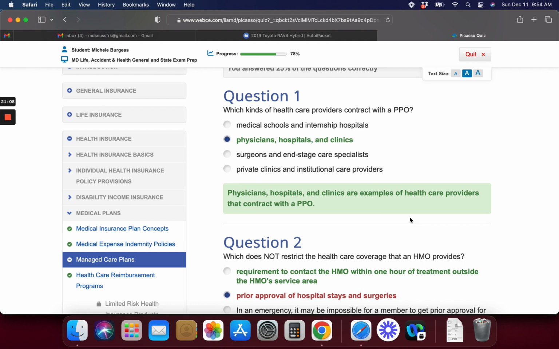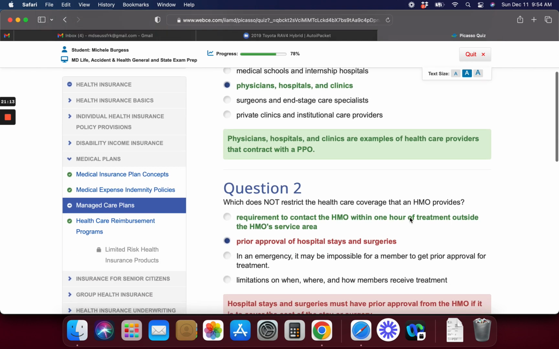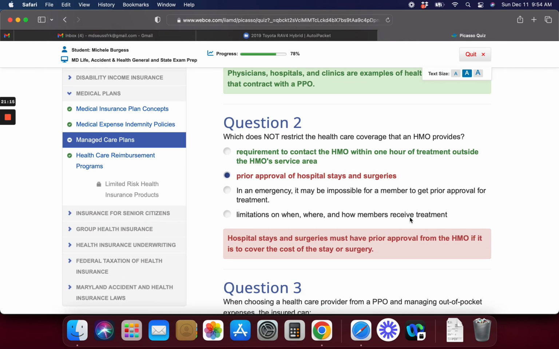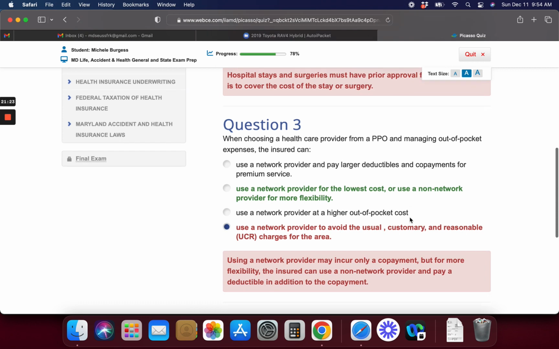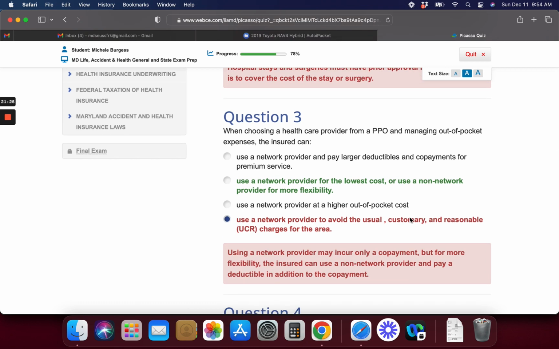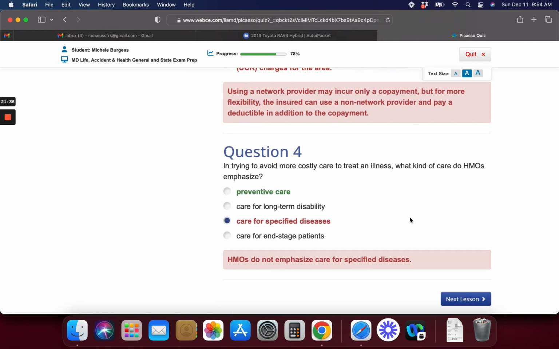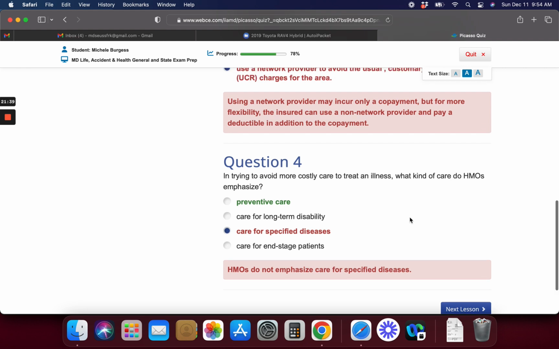And which kind of healthcare providers contract with a PPO? That would be the physicians, hospitals, and clinics. Which one does not restrict healthcare coverage that an HMO provides? A requirement to contact an HMO within 1 hour of treatment outside the HMO service area. When choosing a healthcare provider from a PPO and managing out-of-pocket expenses, use a network provider for the lowest cost, or use a non-network provider for more flexibility. In trying to avoid more costly care to treat an illness, what kind of care do HMOs emphasize? They emphasize preventive care. Okay, so I got that one wrong too.